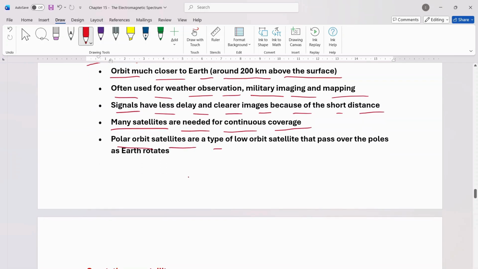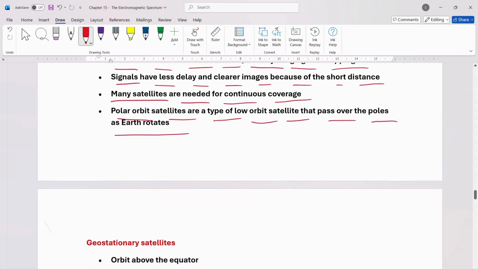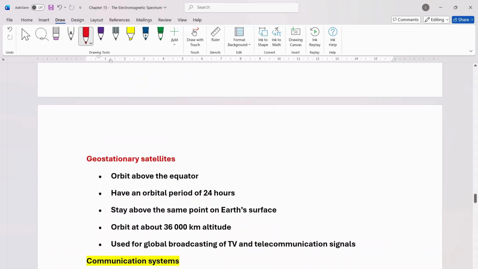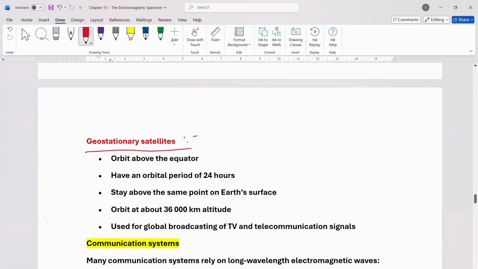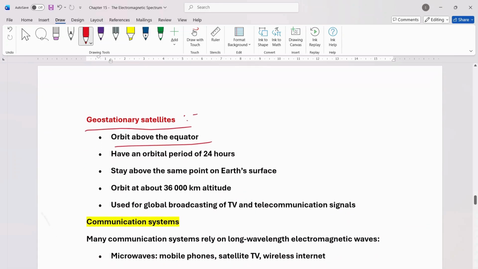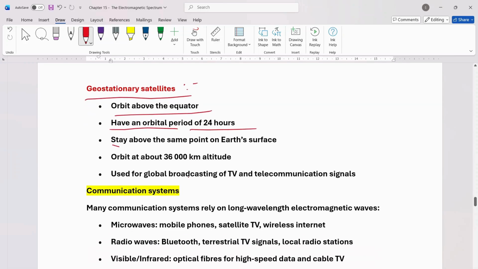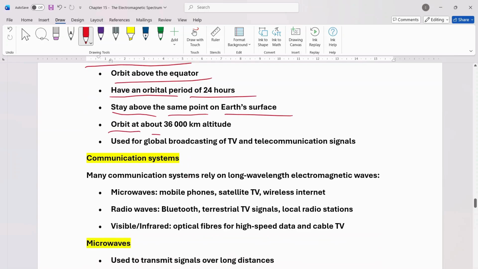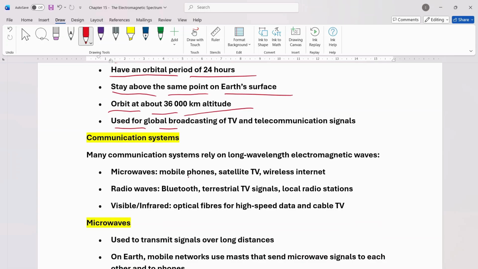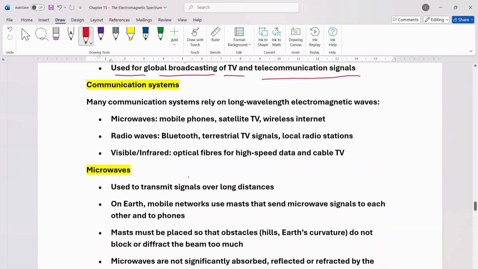Polar orbit satellites are a type of low orbit satellite that pass over the poles as Earth rotates. Geostationary satellites orbit above the equator, have an orbital period of 24 hours, and stay above the same point on Earth's surface. They orbit at about 36,000 kilometers altitude and are used for global broadcasting of TV and telecommunication signals.